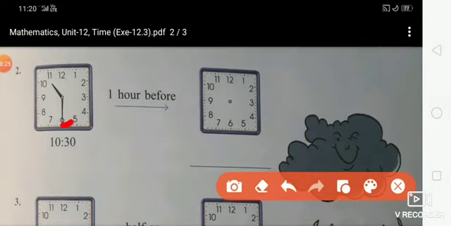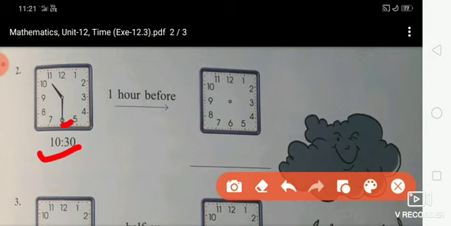The minute hand is on 6 and the hour hand is between 10 and 11. So the time is 10:30. After 1 hour, before 1 hour: write your previous clock 1 hour later, and for the second clock, 1 hour before, show your time.